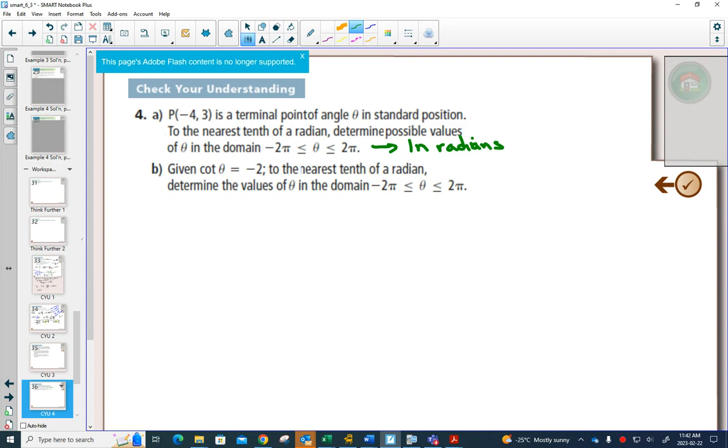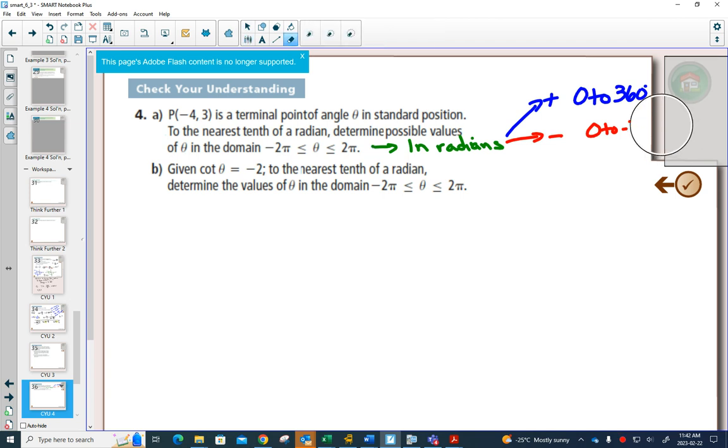And you might remember that when I got you to think about this, I said, think about your positive ones and your negative ones separately. So now I'm going to erase the 360 and change that to 2 pi, because now I'm thinking in radians. So how did we do this question when it was in degrees?